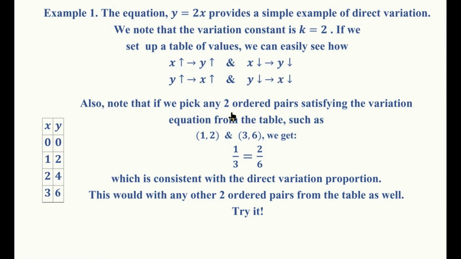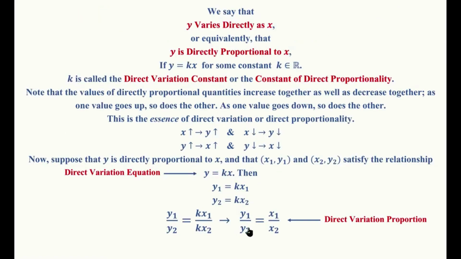And if we pick any two ordered pairs, right? Like for example, if we pick (1, 2) and (3, 6), notice that x1 is to x2 as y1 is to y2. Remember where you saw that? Right here, where we divided y1 by y2, and we ended up with this, which says basically x1 over x2 equals y1 over y2. Doesn't matter which one, if you write this on the left, this on the right, or vice versa.